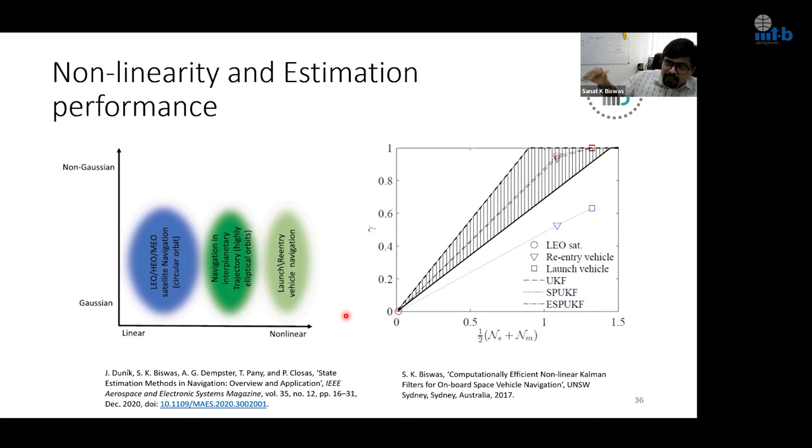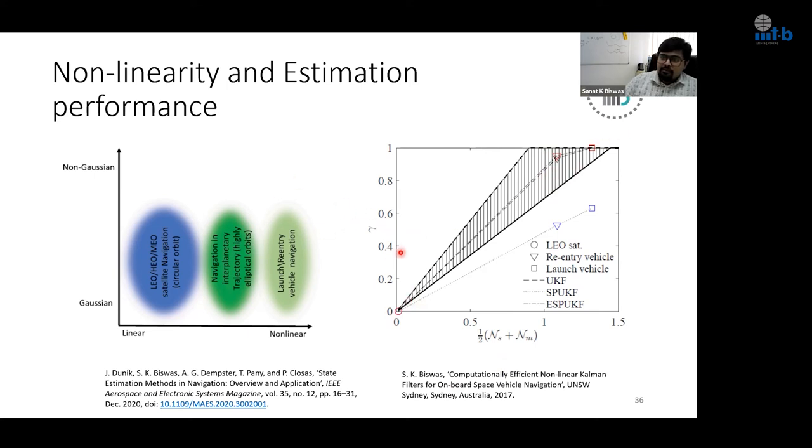And then we normalize it using the Hilbert-Schmidt norm of the mean state transition matrix. Then we have these n values and take the supremum. That we can call the nonlinearity index. So for satellites, the nonlinearity index is very small, and for launch vehicle and re-entry vehicle, it is very high.